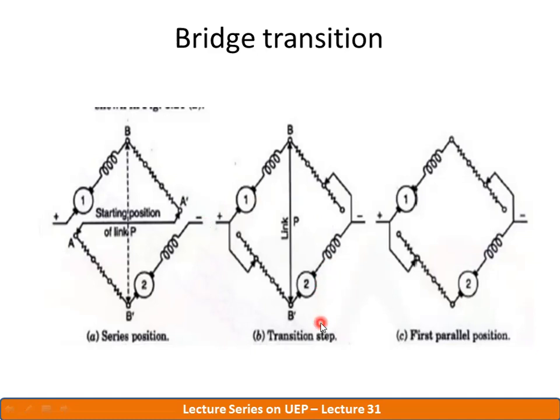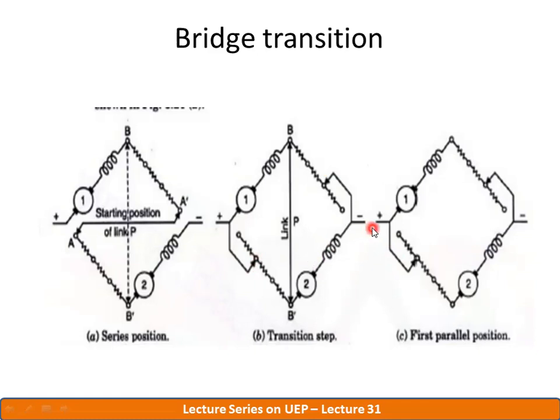Next one, the transition step. In the transition step, resistance is inserted into the circuit, and the resistance value is fixed. The link pin P is connected from B to B dash. A smaller amount of resistance is connected to the circuit.